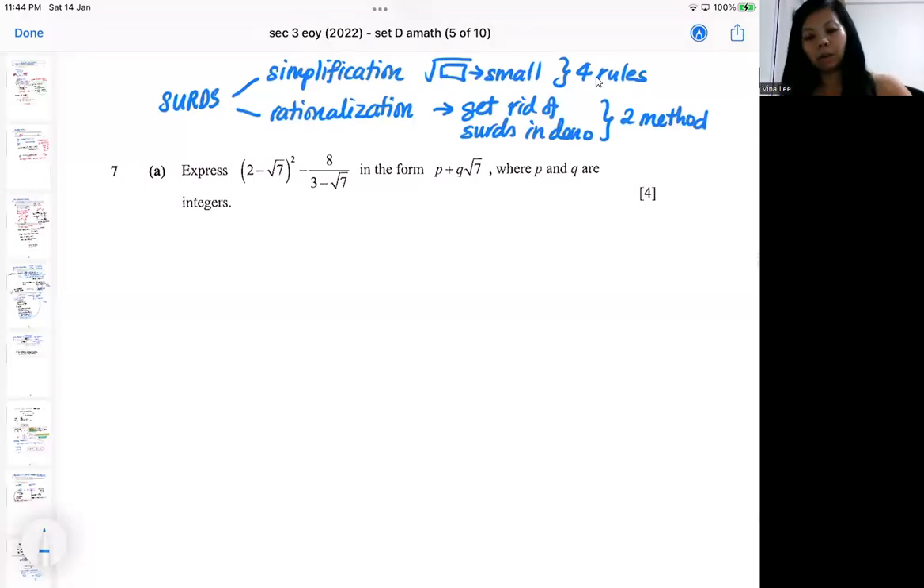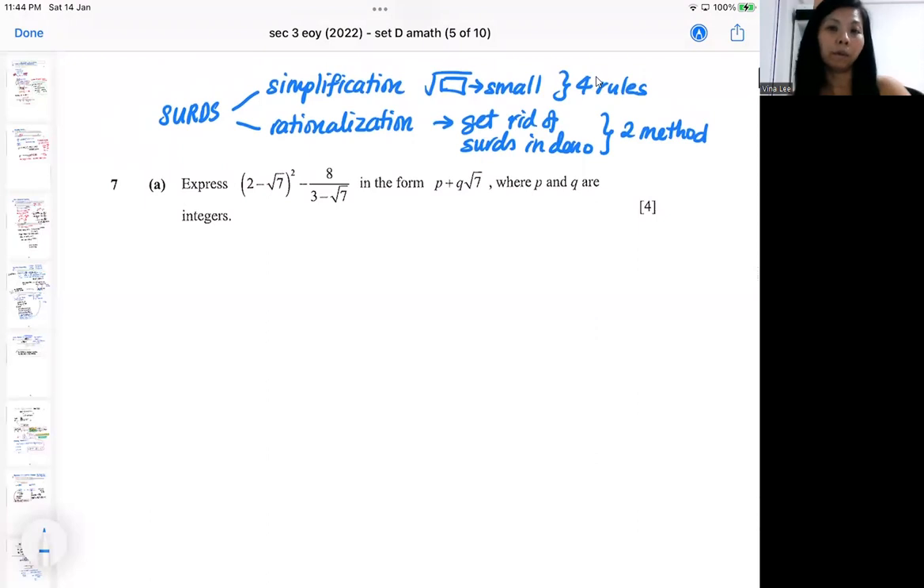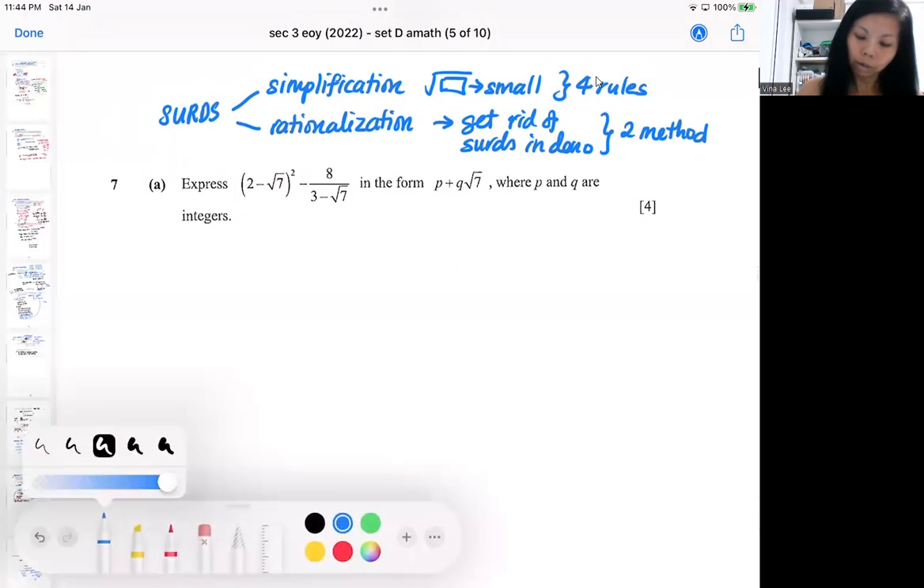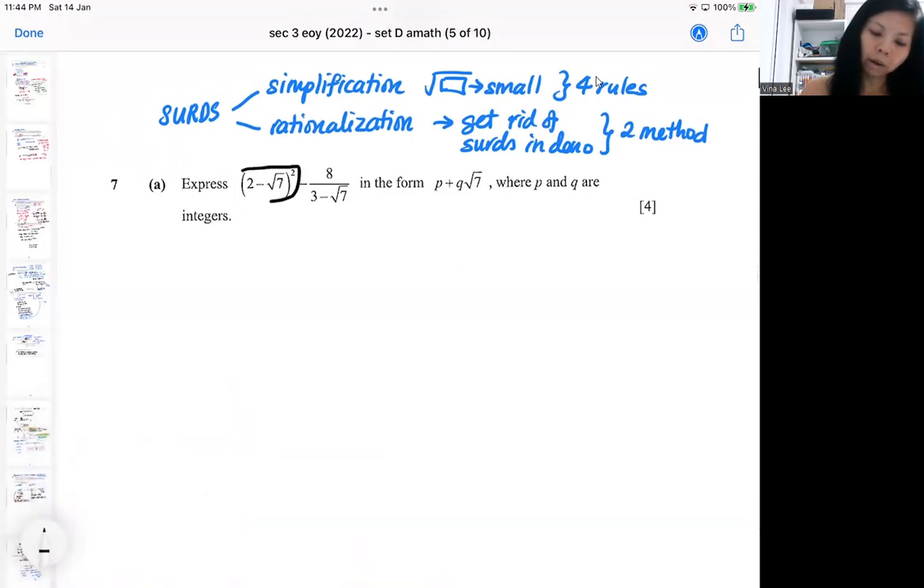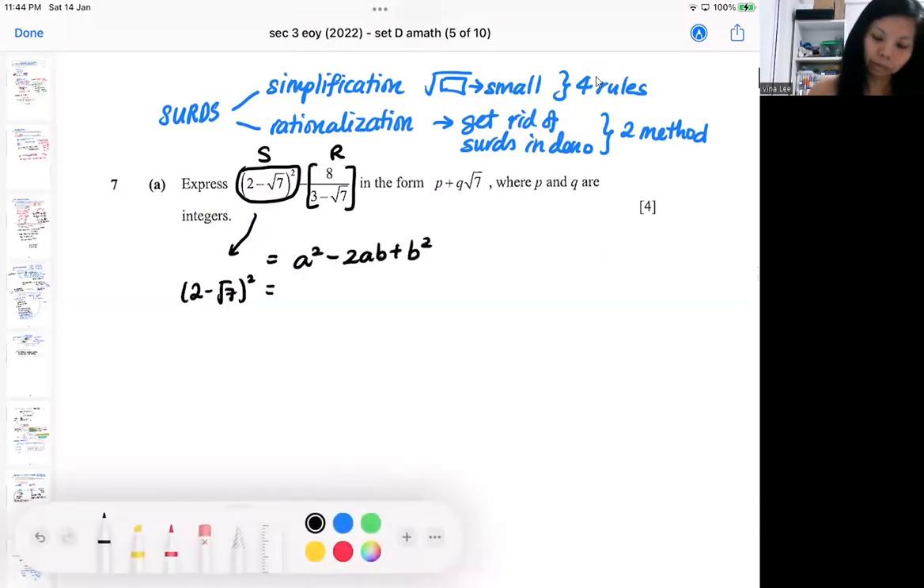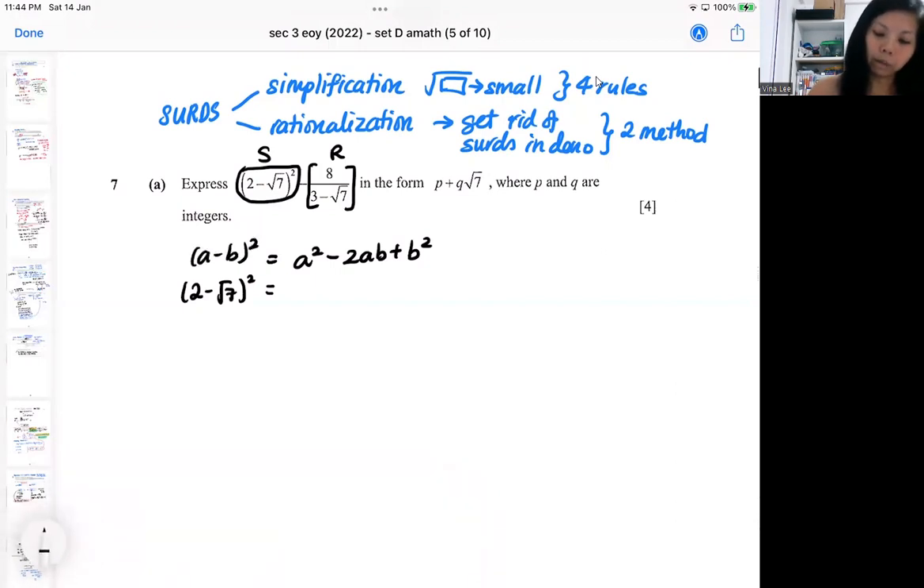I can show you the video on the simplification part about the 4 rules and the rationalization part on the 2 methods. This part will fall under simplification, and this part will fall under the rationalization. So I will have 2 components. If I'm going to simplify this, I should be using the expansion formula, the set 2 formula.